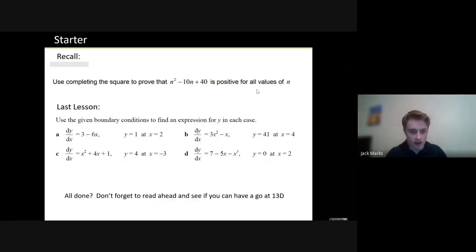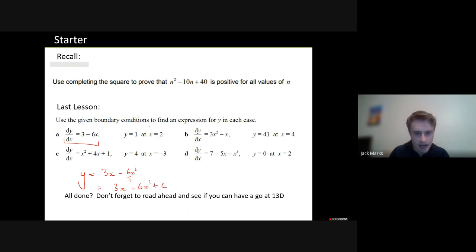So last lesson we talked about how we can integrate. If we integrate something like this, we would get 3x minus 6x squared over 2. In other words, we would get 3x minus 6x squared plus c. And then we can use what are called boundary conditions. We can use these values in here to determine the value of c.